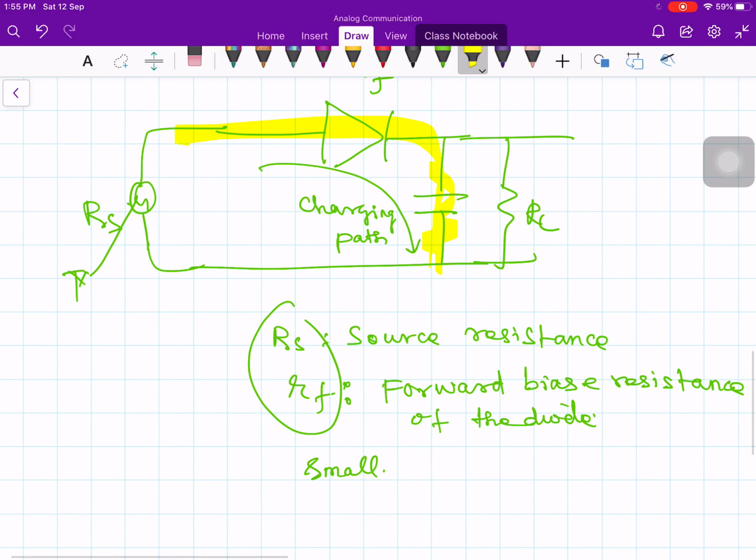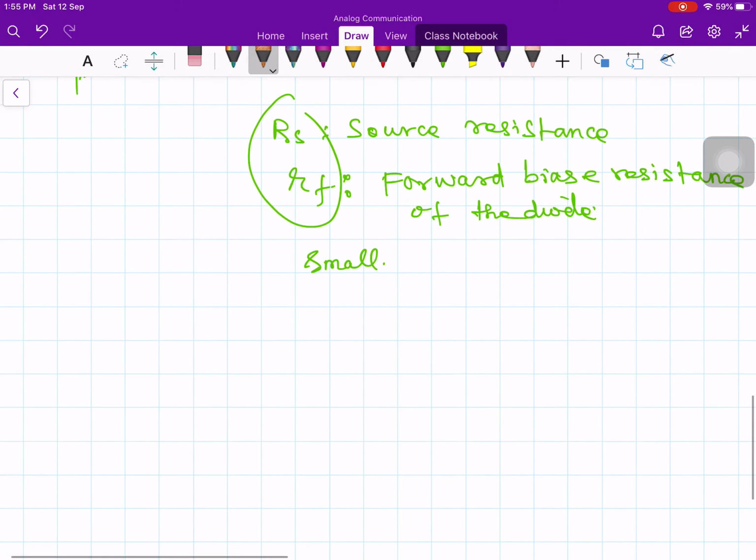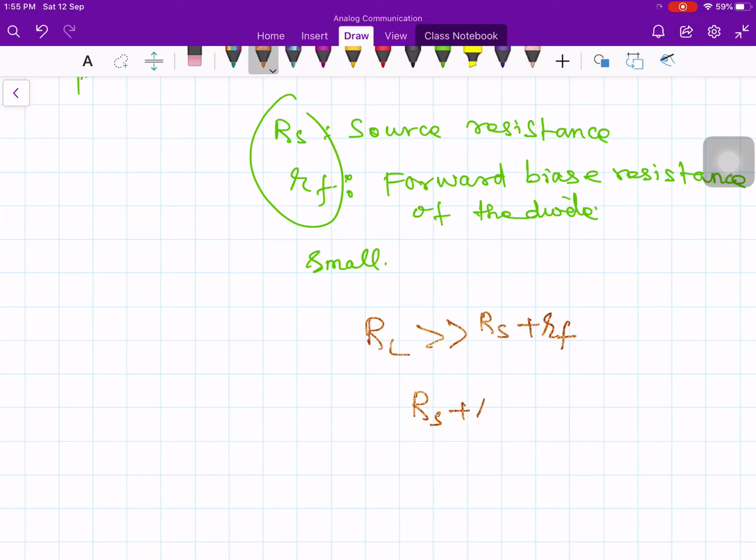And assuming that RL is sufficiently large, much larger than your Rs and Rf, so we assume that RL is much greater than Rs plus Rf together, because in the charging path they are in series. Therefore, charging of C has a time constant which is given by Rs plus Rf times C. This is the time constant in the charging path.